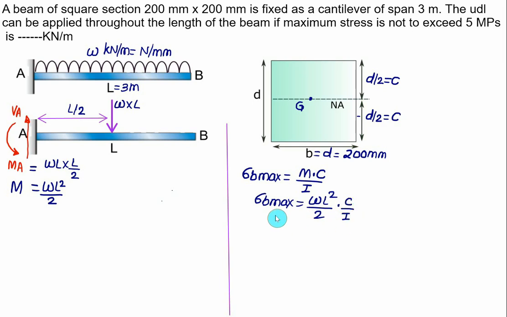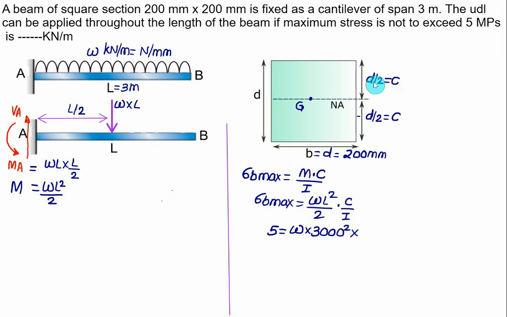Maximum bending stress is known to us, that is equal to 5 megapascal. So we have 5. UDL you have to calculate. Length is the same, equal to 3 meter. 3 meter is 3000 mm. And you have to make a square of 3000.